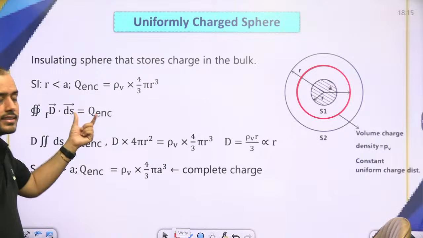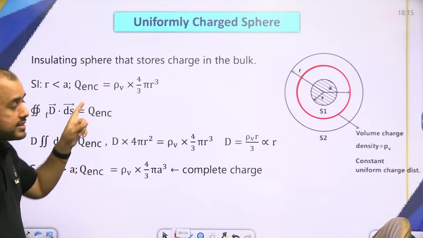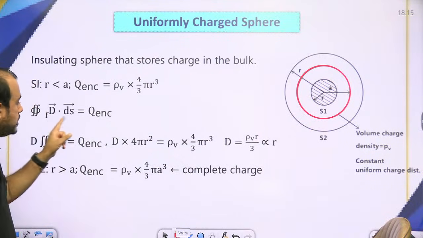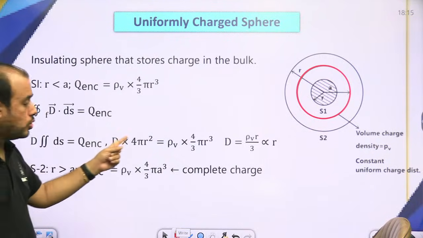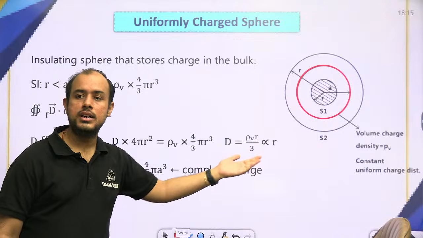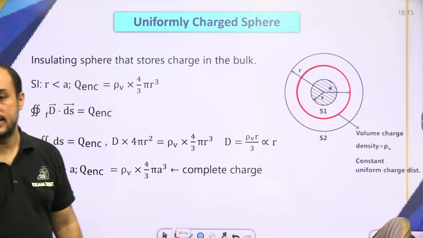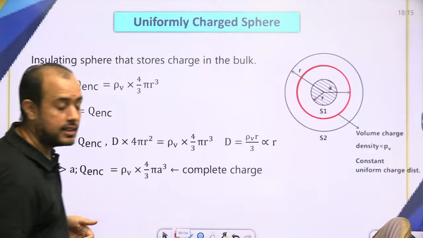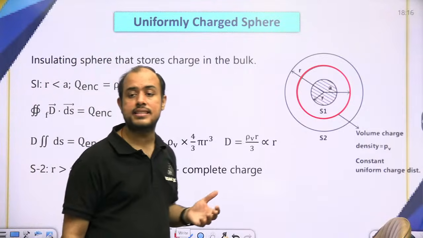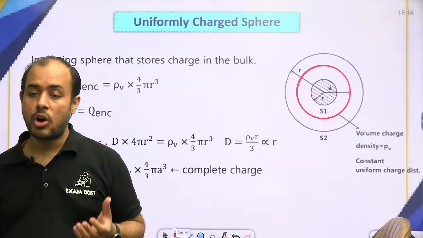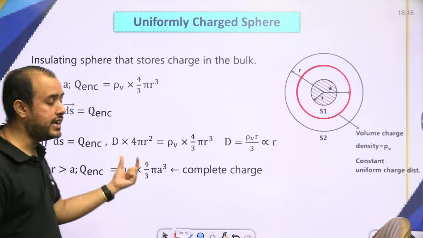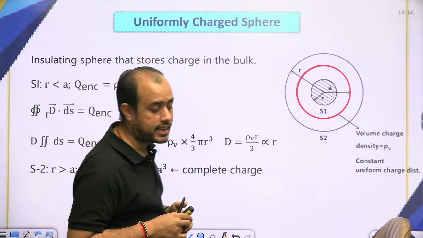Now D dot dS is charge enclosed. What is the area of this sphere? 4π r square. तो D इंटू 4π r square is ρ_v into 4 by 3 π r cube. So it becomes ρ_v r by 3, that is proportional to r. When you go outside, the entire charge is inside the Gaussian surface. What is the entire charge? Volume charge density into volume of the spherical charge.